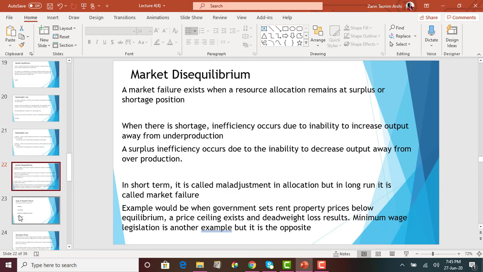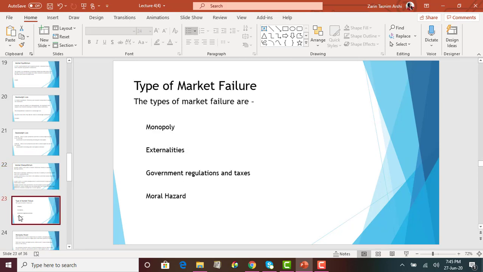Okay, and when this happens in the short term, it is known as maladjustments, but if it happens in the long run, it is known as market failure. An example would be when the government sets the rent price or property price, like a price floor or price ceiling, or minimum wage legislation. These will create disequilibrium in the market and will cause inefficiencies.